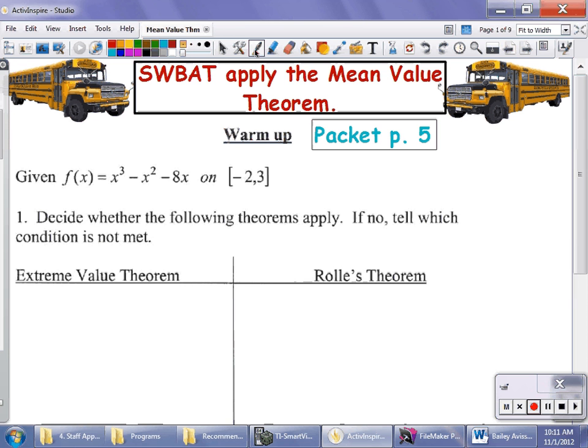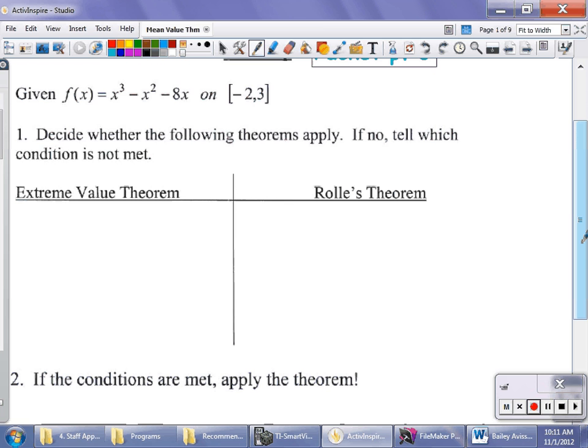In this warm-up, you've been given a function, a cubic function, and you have been given an interval on which to work. And your job is to decide whether the following theorems apply. If no, tell which condition is not met. If you're in my class, I would suggest that you stop the video, do the problem, and then turn the video back on to check to see if you did the problem correctly so that you know what you're doing.